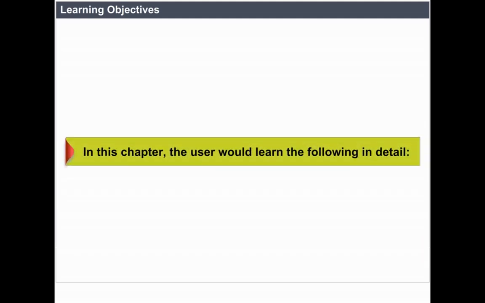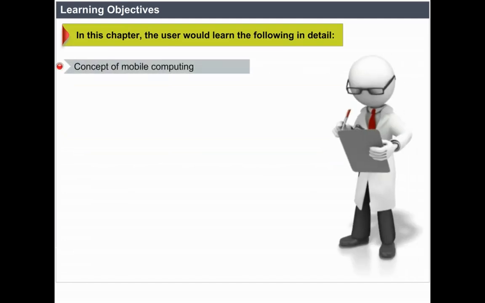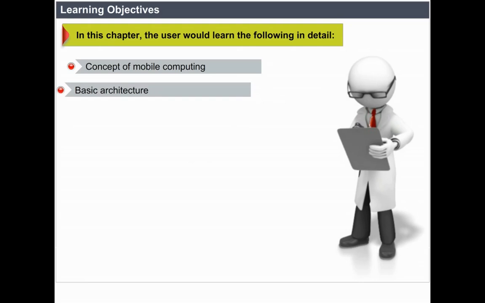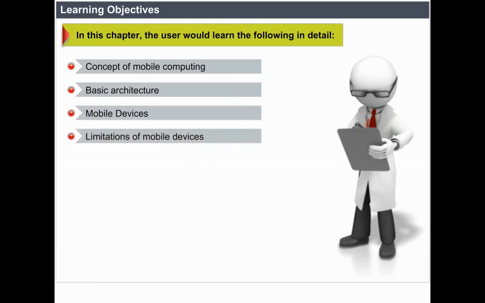Mobile computing, learning objectives. In this chapter, the user would learn the following in detail: concept of mobile computing, basic architecture, mobile devices, limitations of mobile devices. Basic architecture.